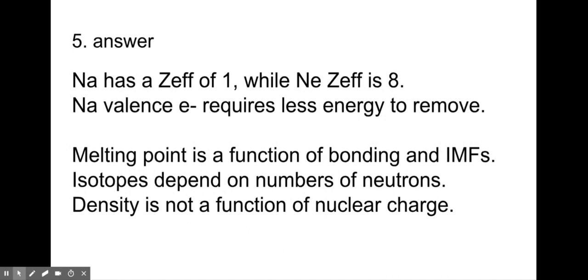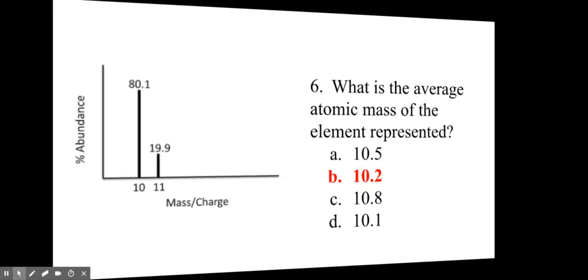It's a function of bonding and intermolecular forces. Isotopes depend on the numbers of neutrons, not protons and electrons, which is what makes up Zeff. And density is not a function of nuclear charge either. Temperature, intermolecular forces, bonding, things like that, but not nuclear charge. And since that first statement was all about effective nuclear charge, the only reasonable choice was D.